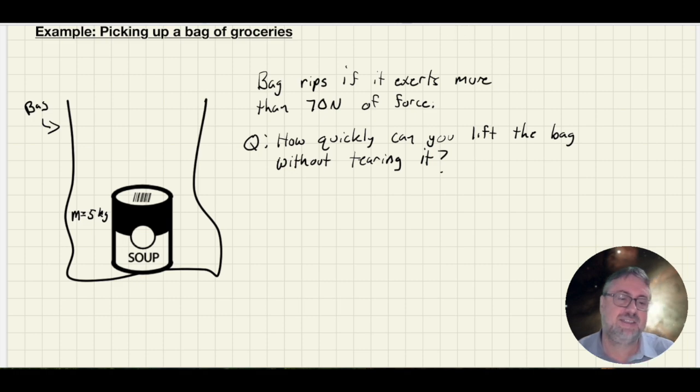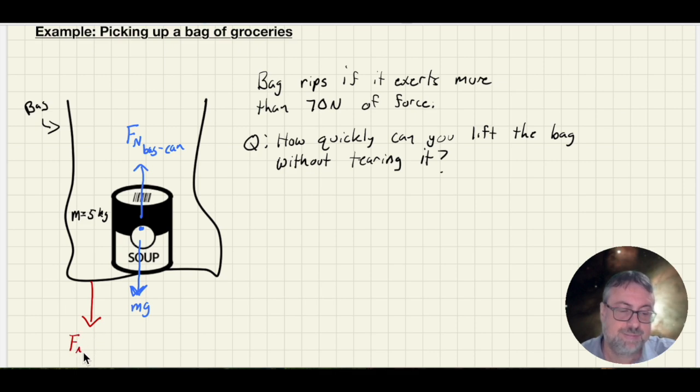If we consider the can, well, the can is experiencing a normal force, but this normal force is from the bag onto the can. The can also experiences weight, mg, pulling down. Now, if we consider this bag, if the bag is pushing up on the can, then the bag itself also feels a normal force of the can onto the bag.